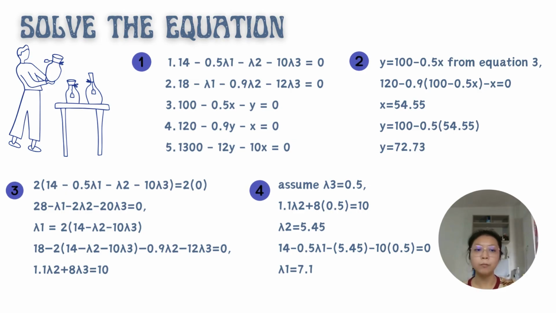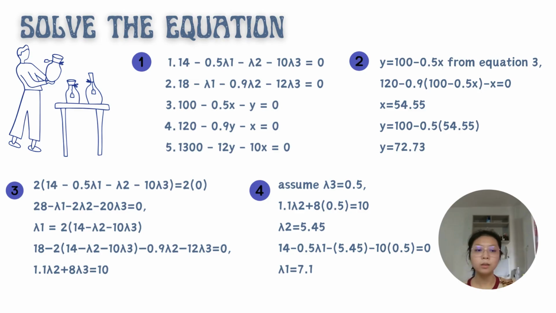We assume or test a value for lambda 3, such as lambda 3 equal to 0.5, and then substitute it into equation 8. This assumption is based on simplifying the solution and observing consistency with the problem constraint. After that, we calculate the value of lambda 2, which is 5.45. To calculate the value of lambda 1, we substitute the values of lambda 2 and 3 into equation 1 and we get the value of lambda 1, which is 77.1.